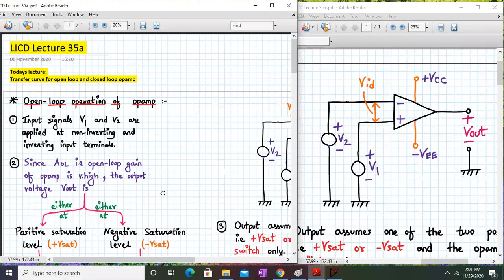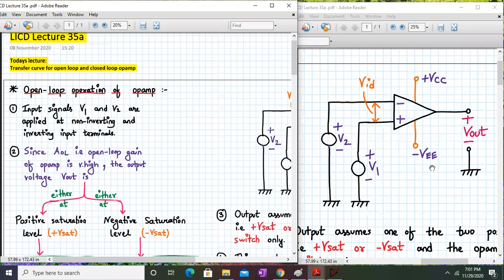So let us start. Let us consider this circuit diagram over here wherein we have Opamp connected in the open loop configuration. We have applied voltage V1 to the non-inverting terminal. We have applied the voltage V2 to the inverting terminal, and the difference between the two input terminals is called VID, input differential voltage. The op-amp is powered with plus VCC and minus VEE power supplies, and the output is measured at pin number 3, which is the Vout terminal.